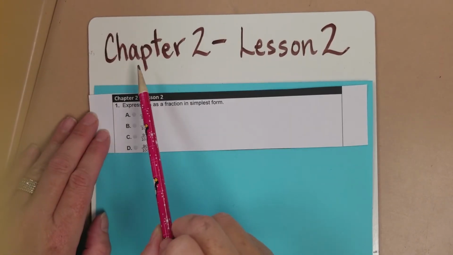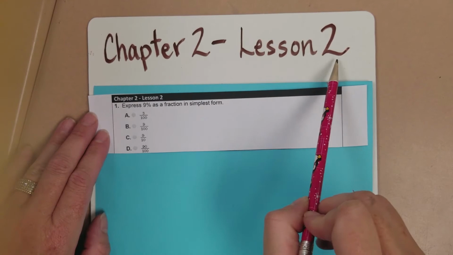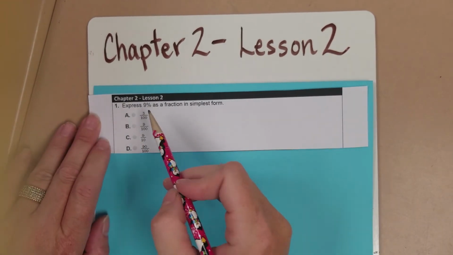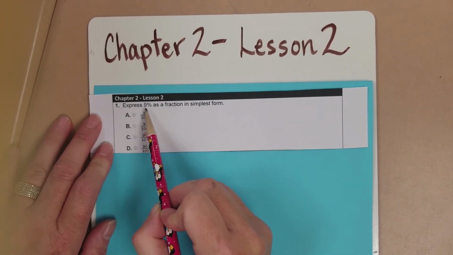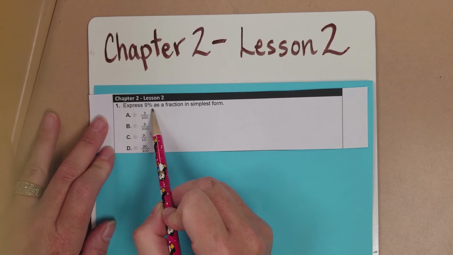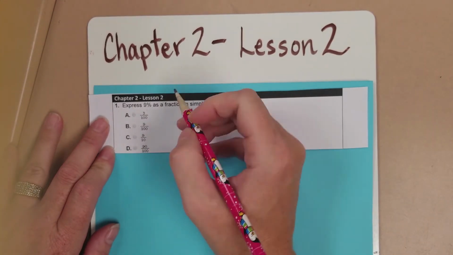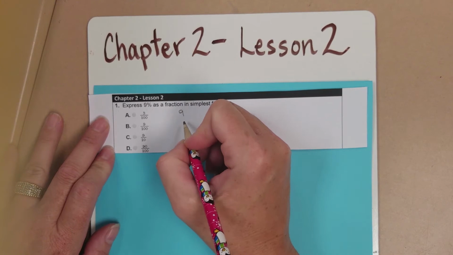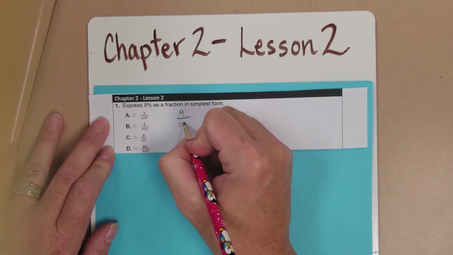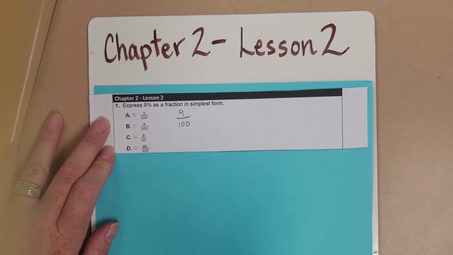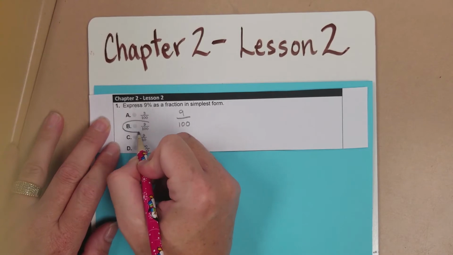Now we are working on Chapter 2, Lesson 2 questions. Question number 1. Express 9% as a fraction in simplest form. 9% is 9 per 100. That's option B.